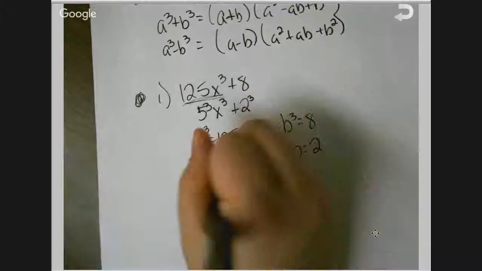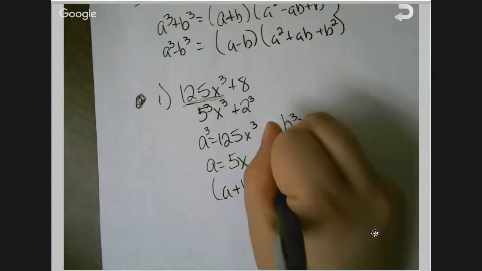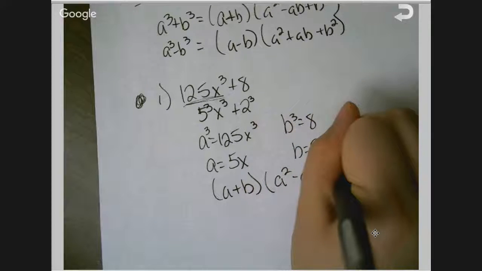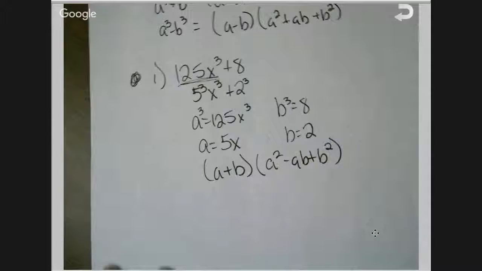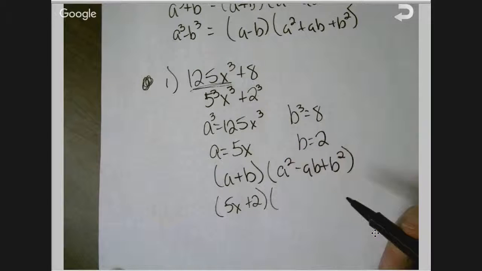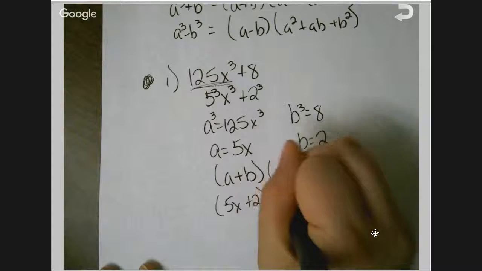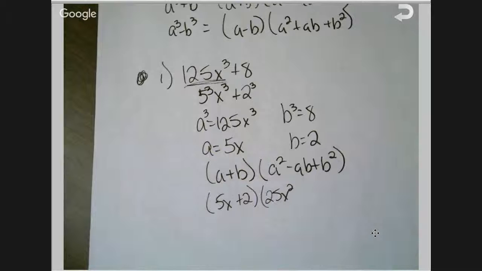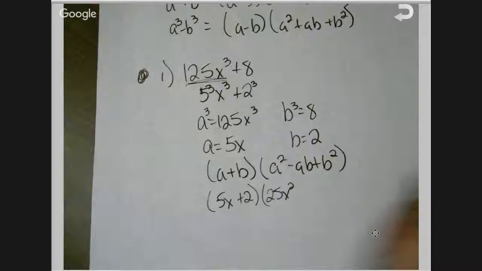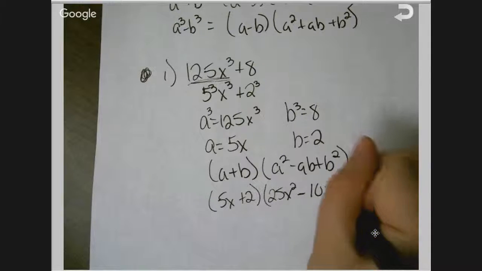As soon as you know that, you can plug it into your format, because our format says a plus b times a squared minus ab plus b squared. So plug in 5x plus 2 times 5x squared. What's 5 squared? 25. And x squared is just x squared. So you have to square both things. That's one of the mistakes I usually see, you just square the x but you don't square the number. Minus 5x times 2, which is 10x. And then 2 squared, which is 4.